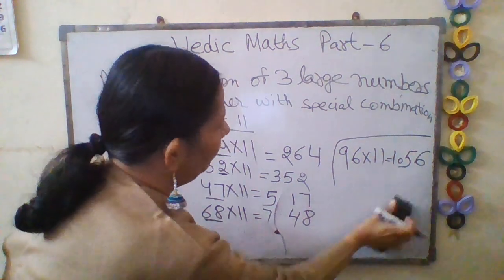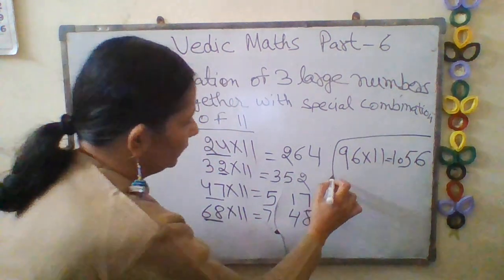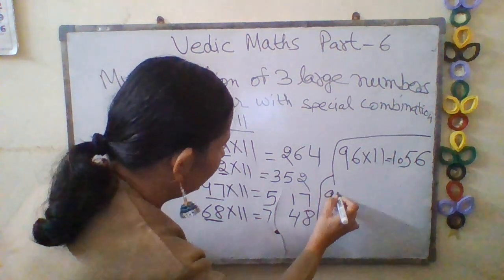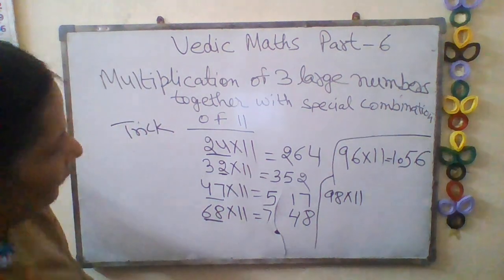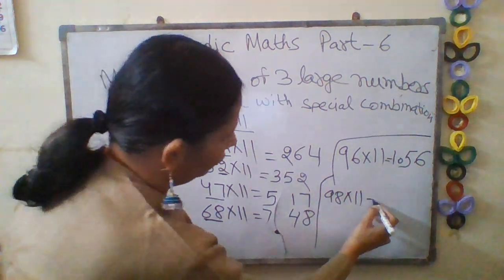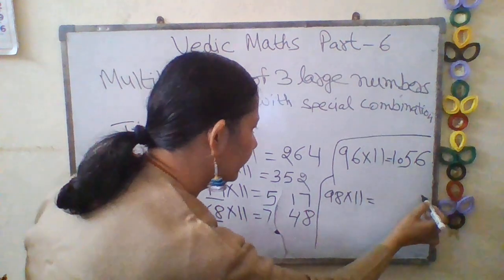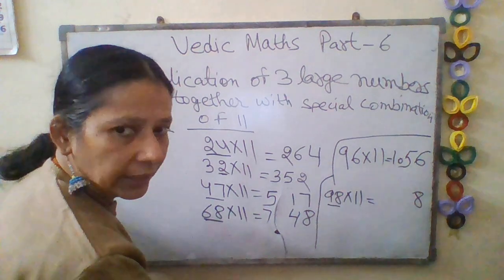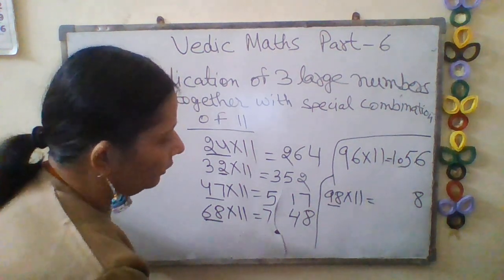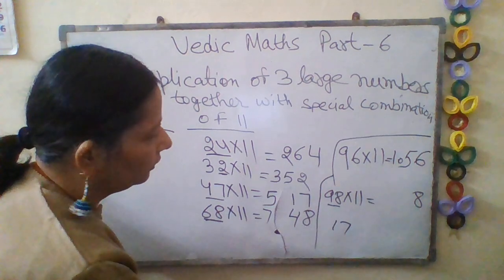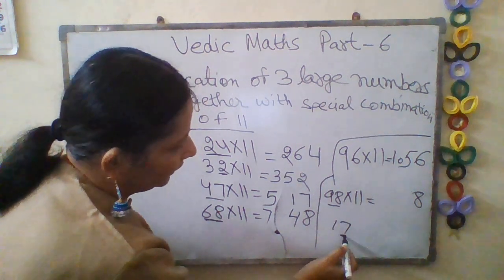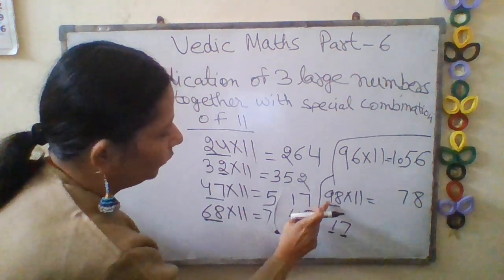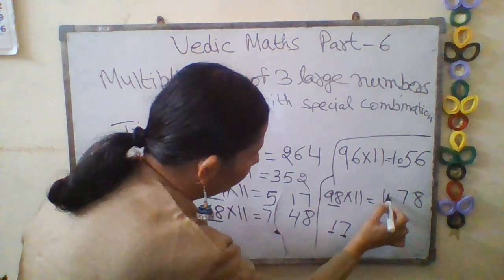Now I am going to tell you one more case. Now let's see, you multiply 98 by 11. 9 plus 8 is equal to 17. See, 17 is a two-digit number, so the unit place is 7. So you write down 7 here. 1 will be carried forward. 9 plus 1 is equal to 10. So here you will write down 10.